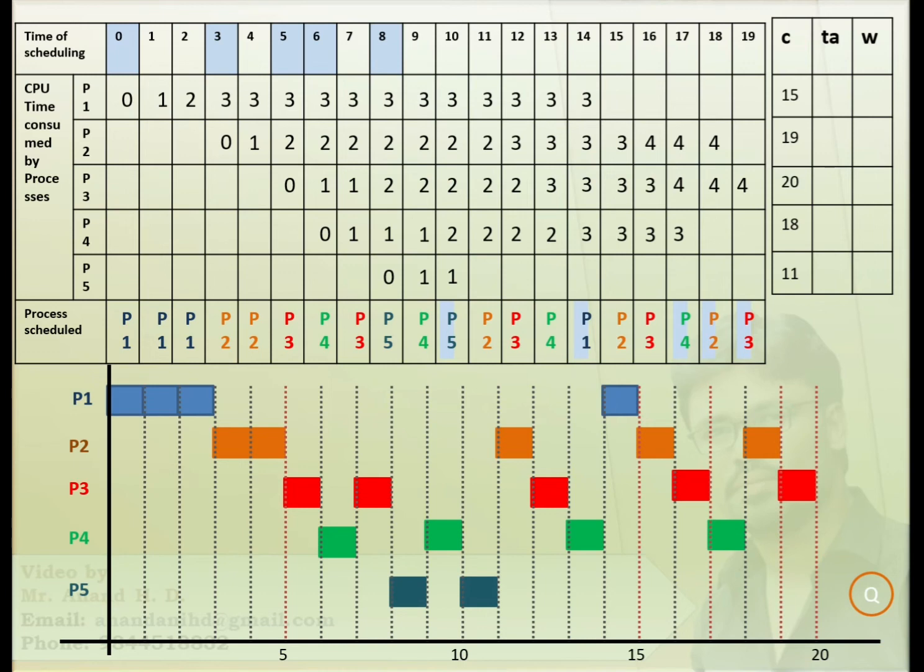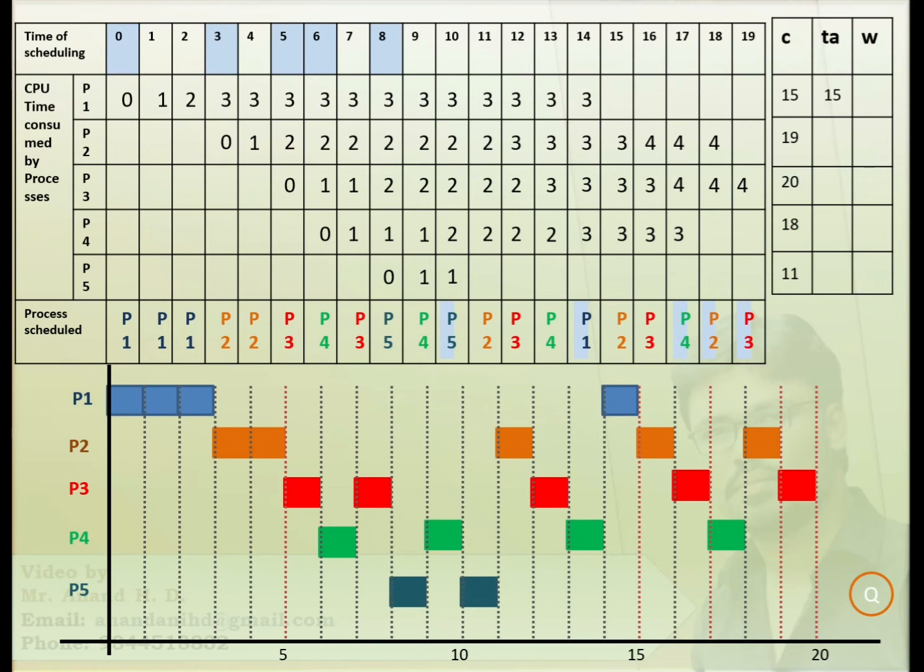Turnaround time is nothing but the sum of service time plus waiting time. Okay. So if you look into process P1, P1 is serviced for 1, 2, 3 and 4 time units, and the waiting time of P1 is 1, 2, 3, 4, 5, 6, 7, 8, 9, 10 and 11. So process P1 has a service time of 4 time units and a waiting time of 11 time units. So 4 plus 11 is 15 time units. So that is the turnaround time for process P1.